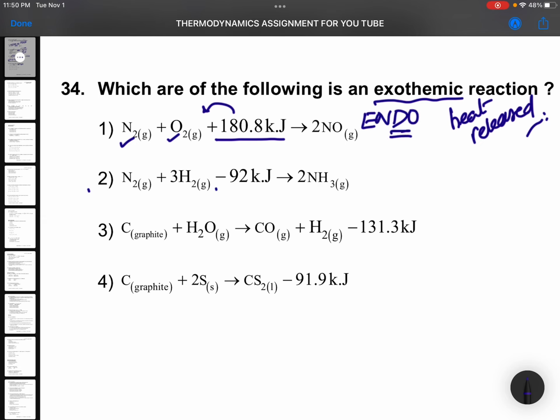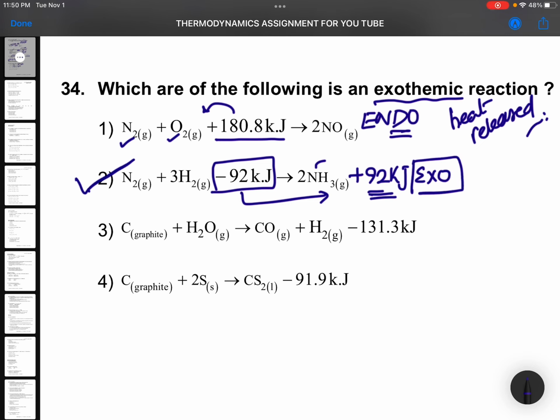In this case, minus 92 is given on the reactant side. That means when it comes to this side, it will become plus 92. When it is plus 92, that means along with ammonia, this much energy is released. So this is exothermic, 100% right.